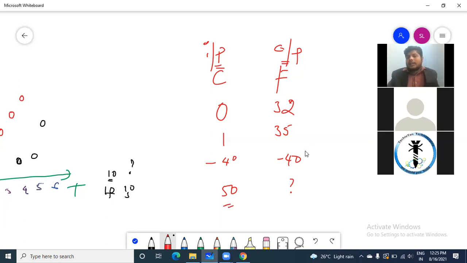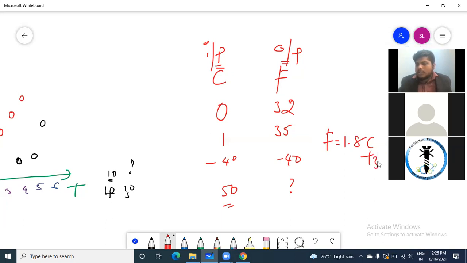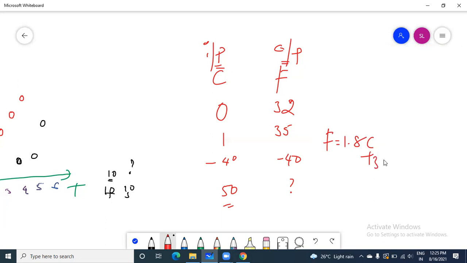I want to create a system which will automatically give me output by creating a relation between those two parameters. So you already know the relation between those two parameters. Fahrenheit is nothing but 1.8 times centigrade plus 32. This is the relation which we are already aware of.